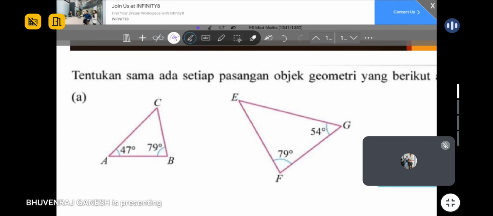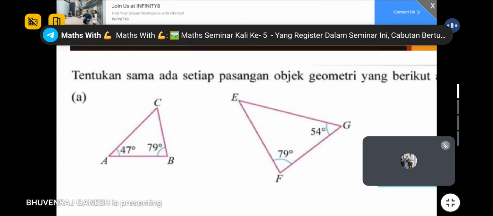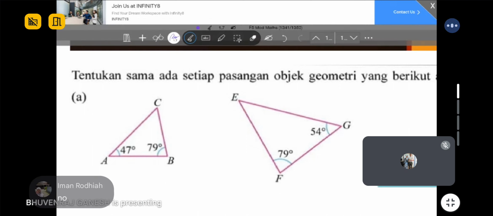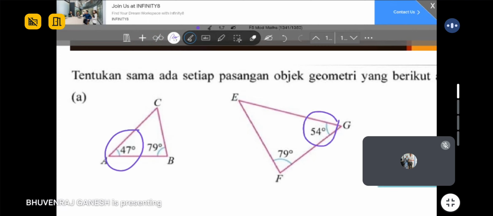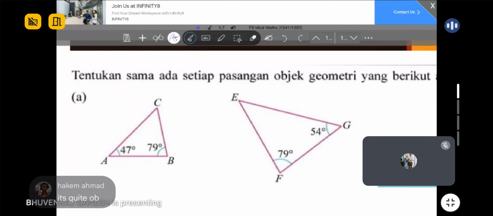Kamu kena lihat sudut dan sisi. So what you think, guys? Okay, very good. So how you check and see? This one and this one, they are not the same. Tak sama. Okay, you can minus the angle to further confirm. Actually, angle same, but if you check the length, kamu lihat panjang, dia tak sama dah. Okay, it's not the same.